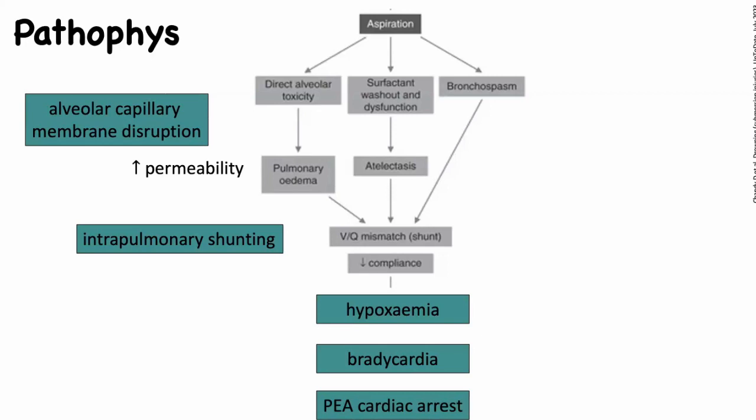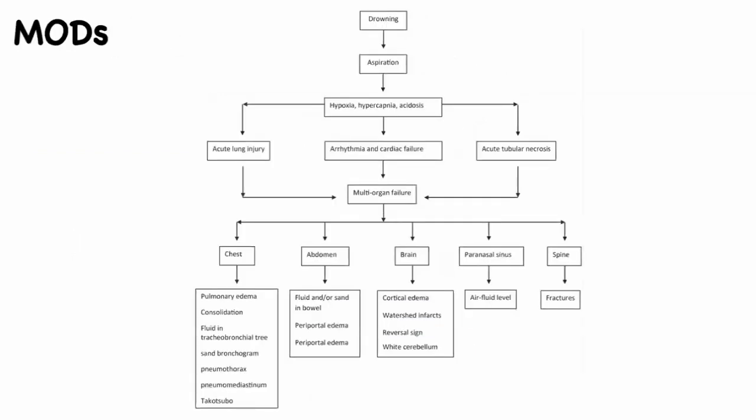What happens now from there is there's atelectasis, there's intrapulmonary shunting and VQ mismatch, as well as decreased lung compliance. And all of this leads to a worsening hypoxemia. If we are not able to rescue a person, this then can obviously progress to bradycardia, PEA, and cardiac arrest. If the patient does survive, they get rescued and they're brought through to the hospital.